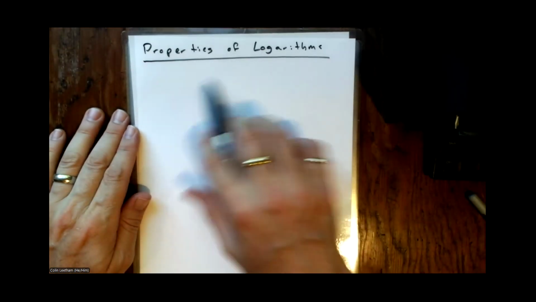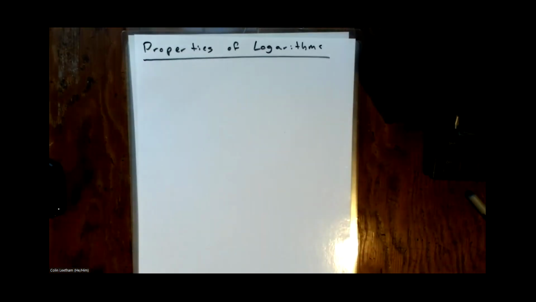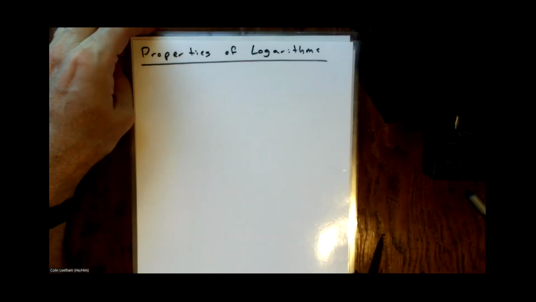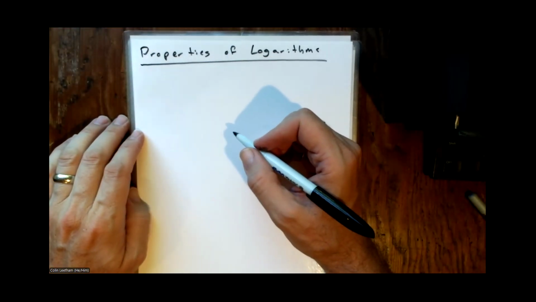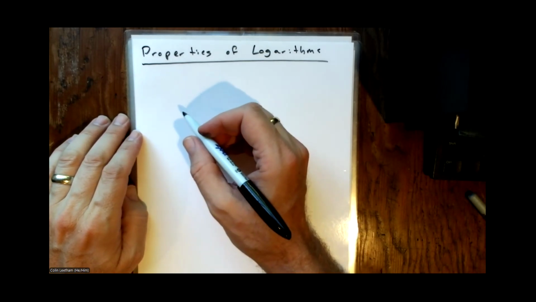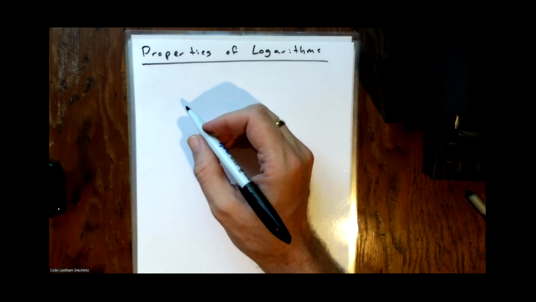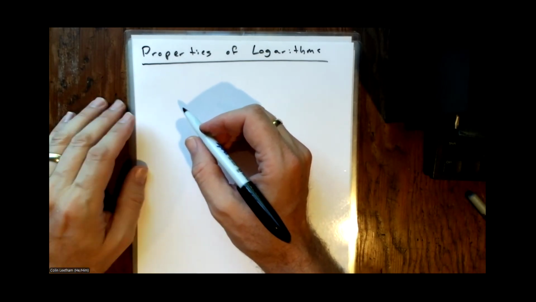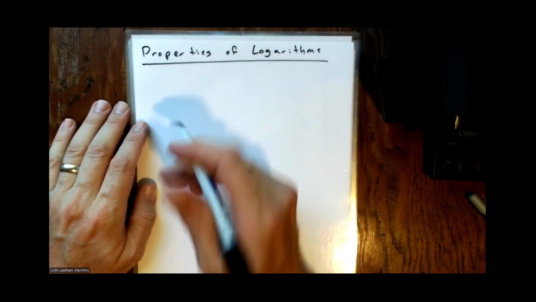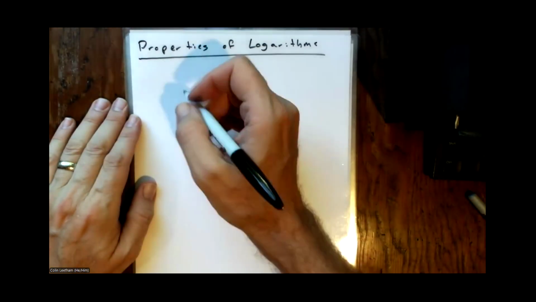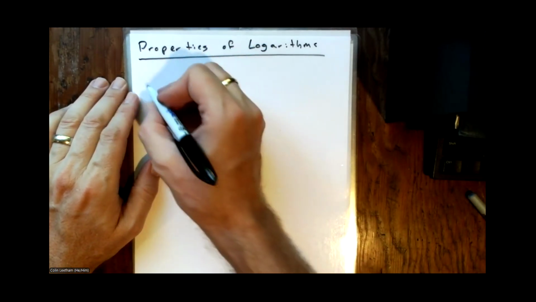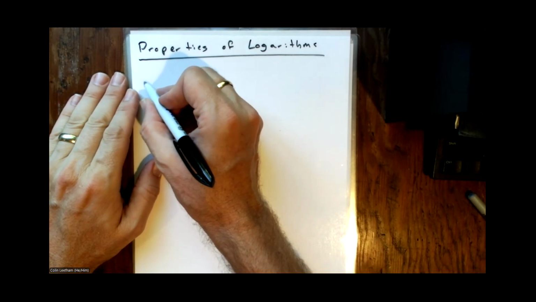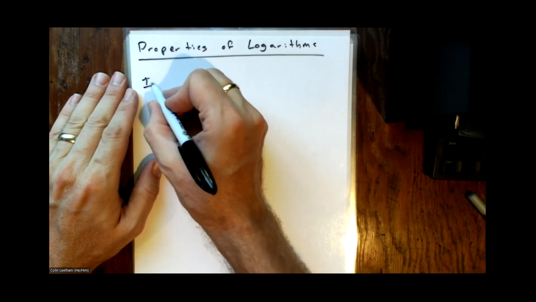We're going to talk about properties of logarithms, because logarithms are incredibly useful, but there are a lot of ways that we need to know how to use them and how to manipulate them to be more useful for us. I'll say the first thing we should probably talk about is a couple of identities.